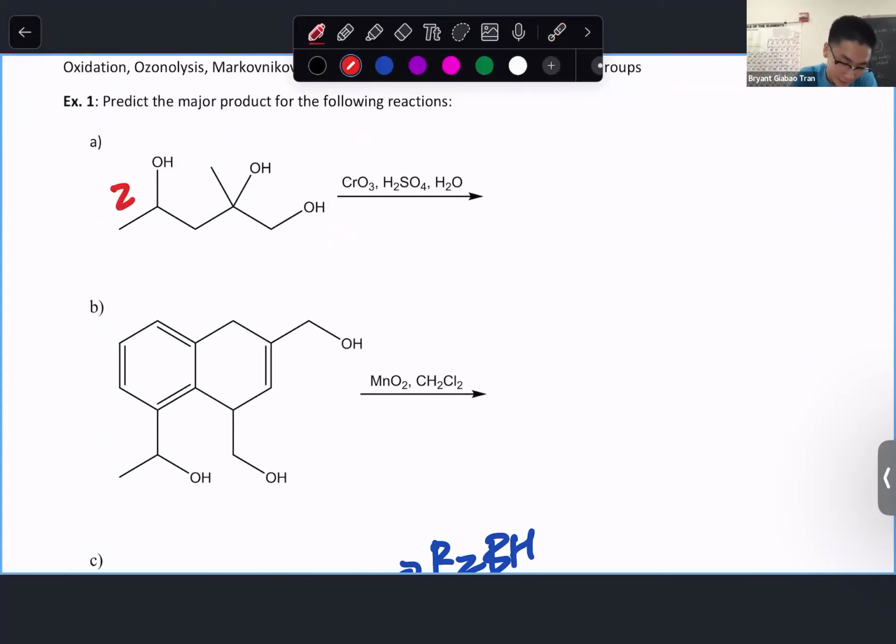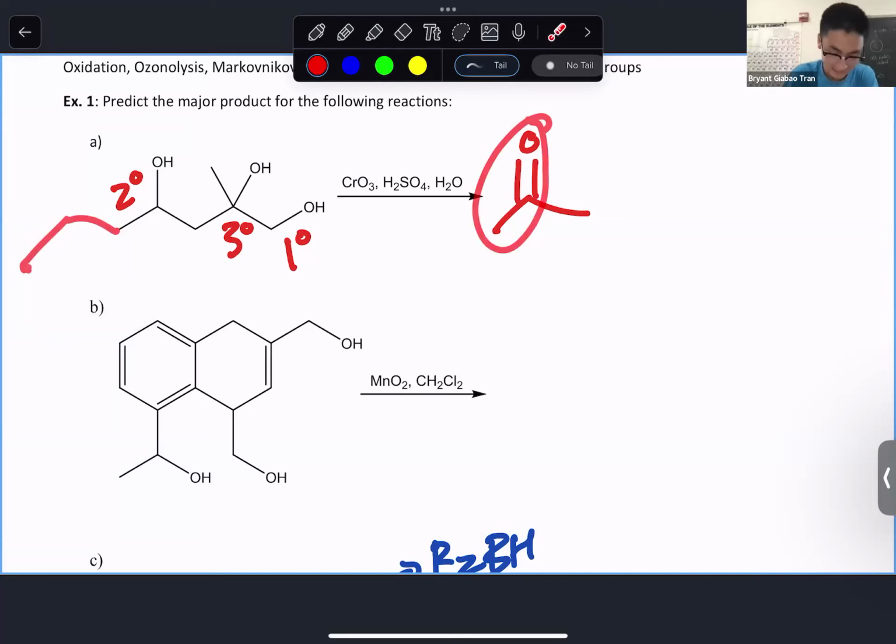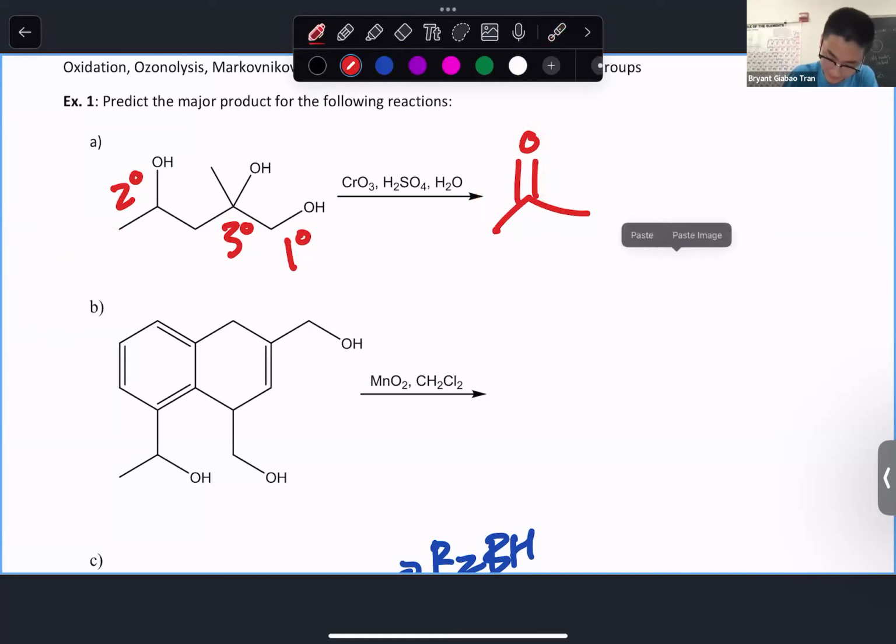We have a secondary alcohol here, a tertiary alcohol here, and a primary alcohol here. The secondary alcohol becomes a methyl ketone in this case. If this R group here wasn't a methyl, then it's just a ketone, right? But in this case, this is a methyl ketone. Tertiary alcohol, no reaction, stays as an alcohol.